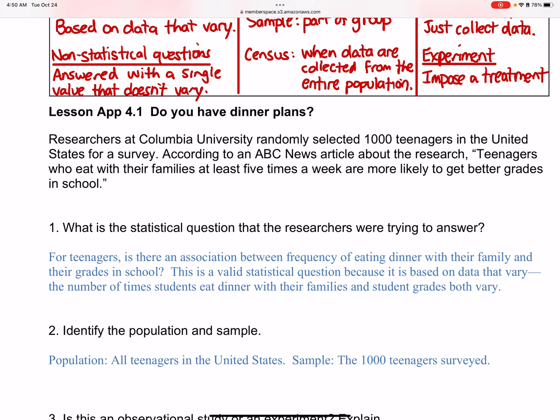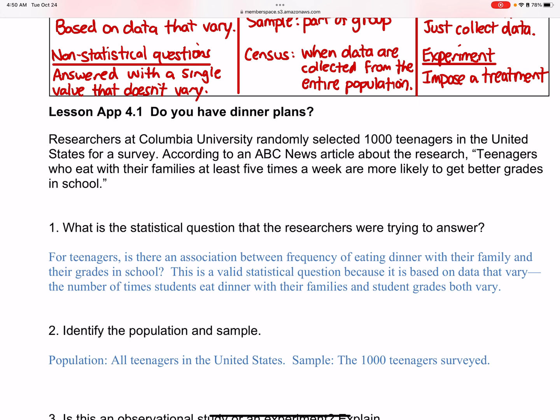So, for teenagers, is there an association between frequency of eating dinner with their family and grades in school? This is a valid statistical question because the data is going to vary. The number of times the student eats with their family varies with each student that I ask. So if I ask you, how many times do you eat dinner with your family each week? That's going to be different for every single student in the class. I mean, you could have a similar answer as someone next to you, but it's not necessarily going to be the same.